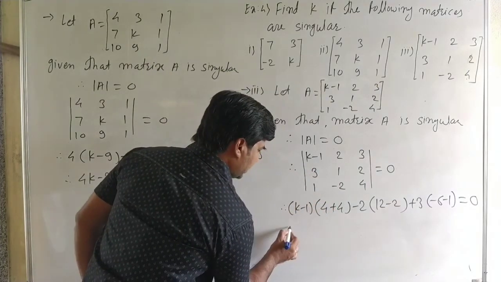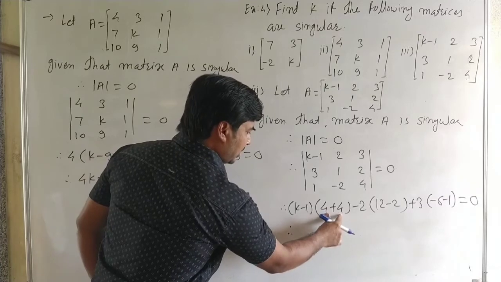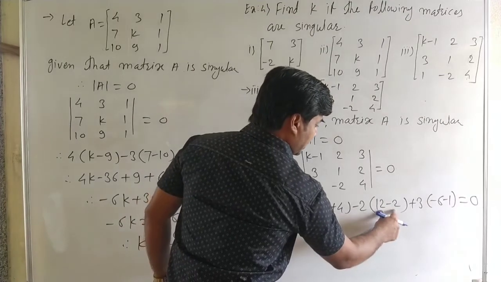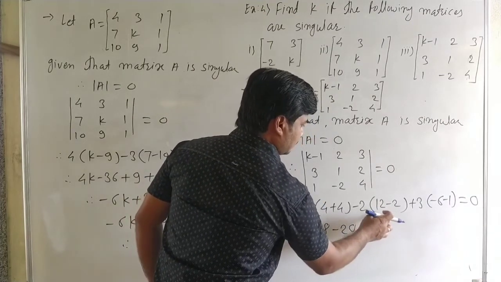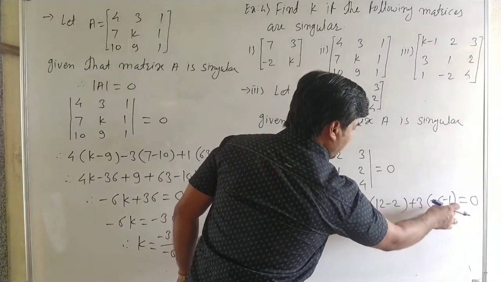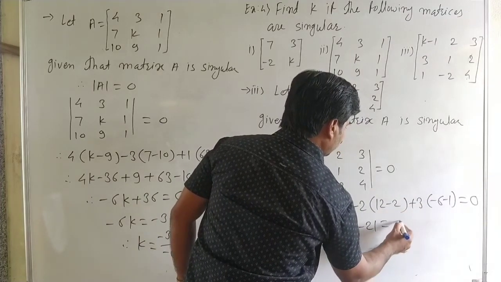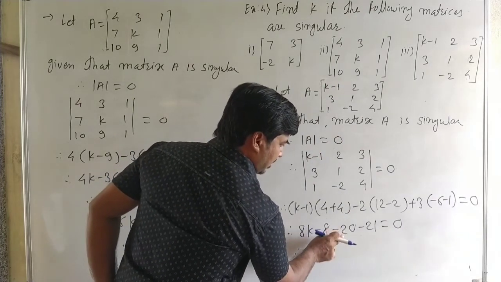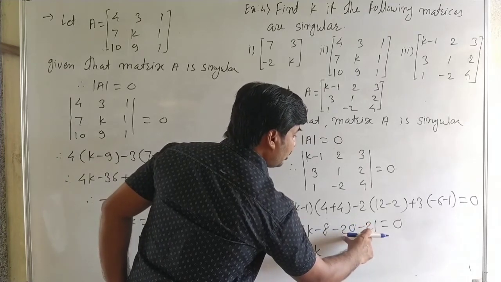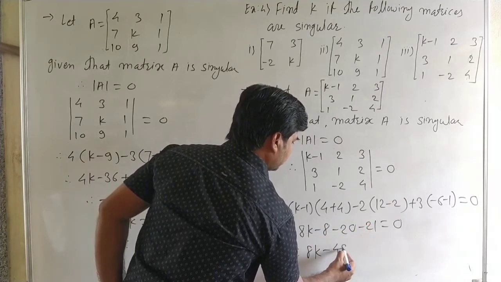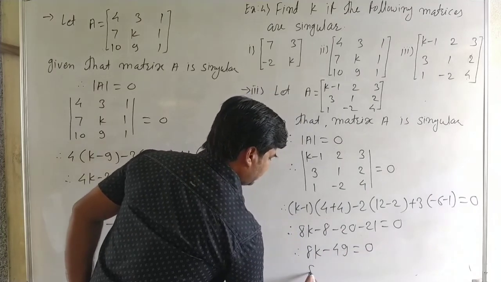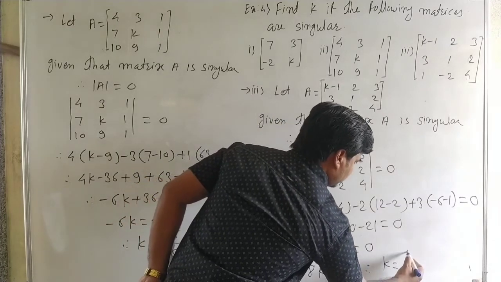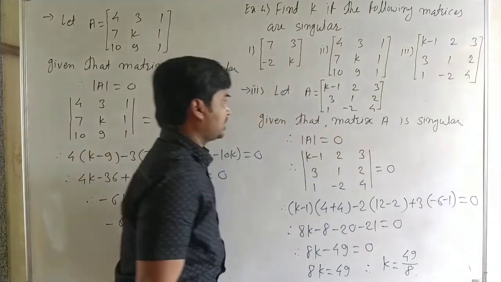Now we calculate. See carefully. Here it is 8, 8 into this, it is 8k minus 8. Here it is 10, that is minus 20. And here it is minus 7, minus 7 into 3, it is minus 21, is equal to 0. And now 8k, here minus 20 minus 21, it is minus 41, it is minus 49 is equal to 0, and therefore 8k is equal to 49, and therefore k is equal to 49 by 8. It is the value of k.